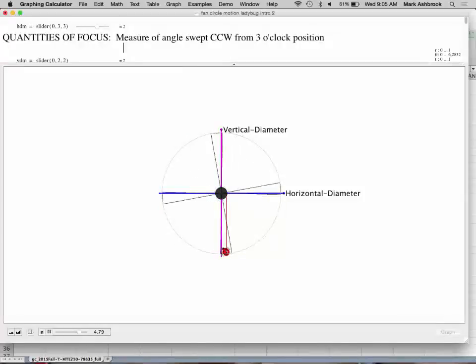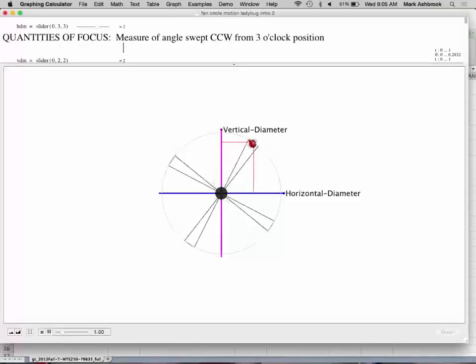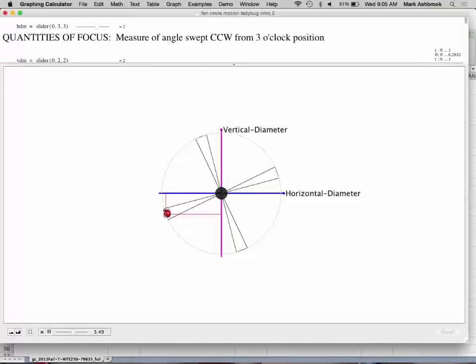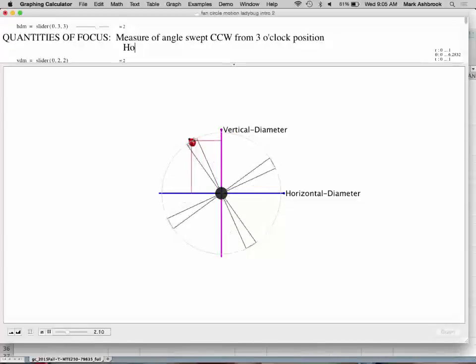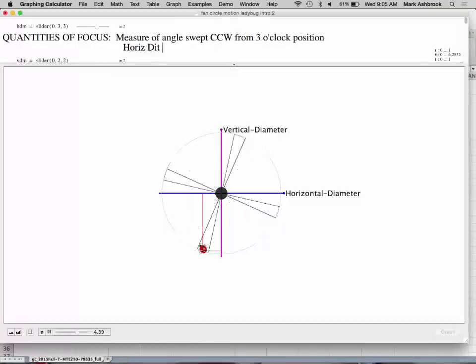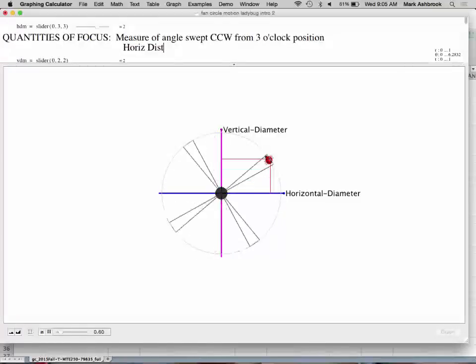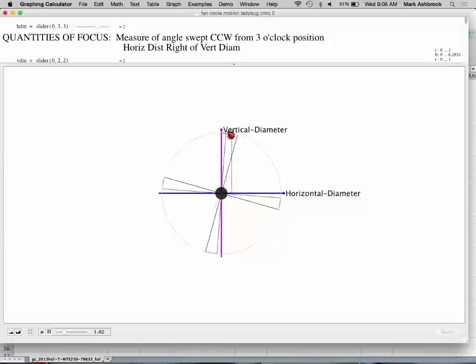What's another? Given this angle, what is another quantity that we're focused on? Horizontal distance to the right, the horizontal distance right of the vertical diameter. And what unit are we using to measure that horizontal distance? Radians is angle measure, so it's not radians. It's the fraction of radius length.